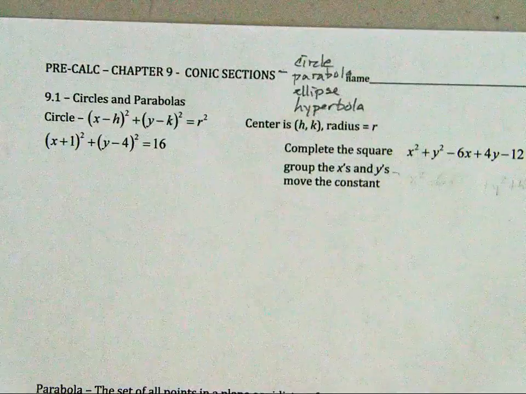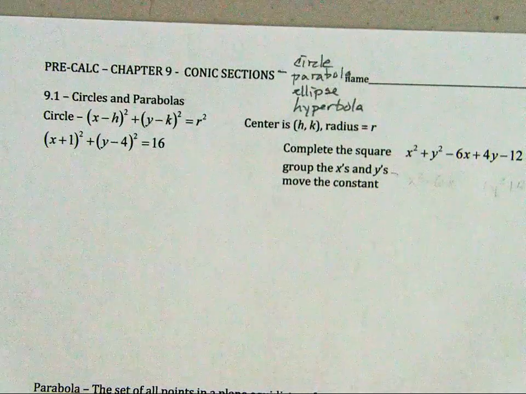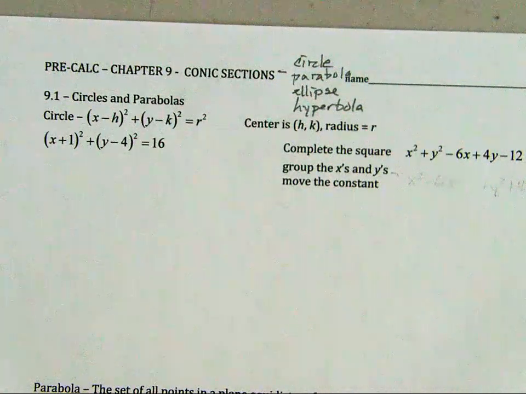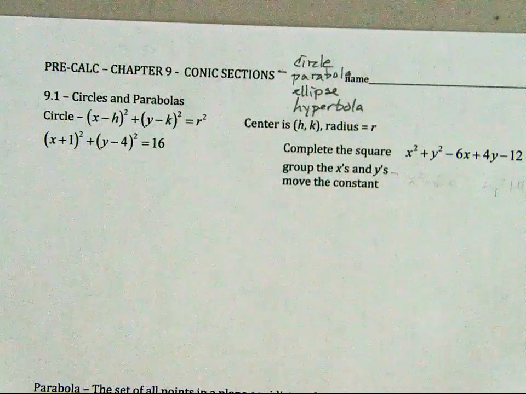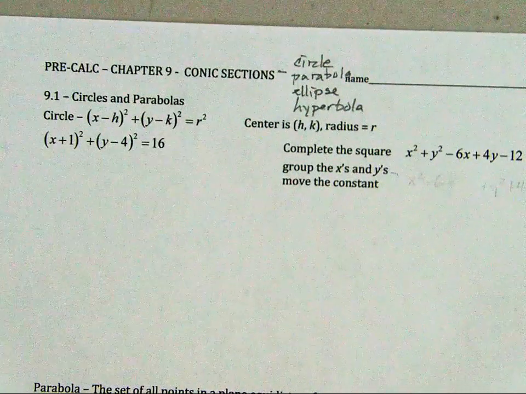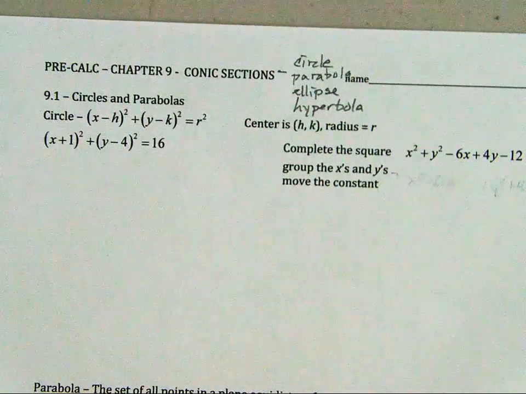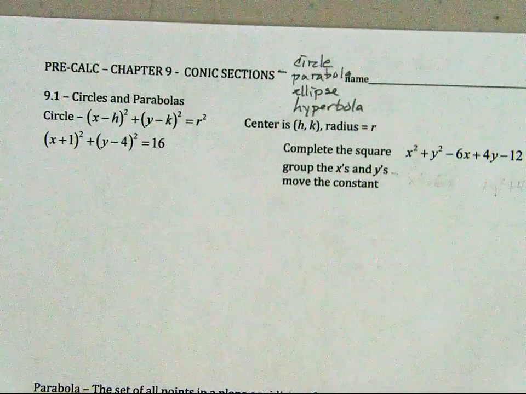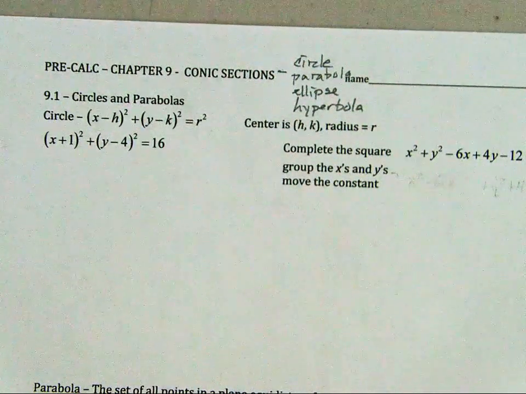Okay, we're going to start conic sections now. Conic sections are four things. They're circles, parabolas, ellipses, and hyperbolas. If I had my model, I could show you why they're called conic sections. But basically, if you take a cone or a set of cones and slice through the cones at different angles, you get the four conics.